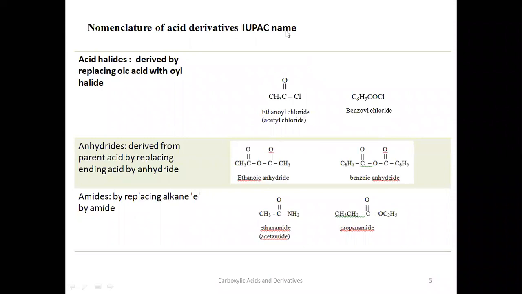Now let us see the IUPAC nomenclature in case of carboxylic acid derivatives. What are derivatives? Suppose this is a carboxylic acid. When you replace the OH group with any other group, those are known as carboxylic acid derivatives. For example, let us say acid halides. Halide means when you replace this OH group with any halide, then it becomes an acid halide.